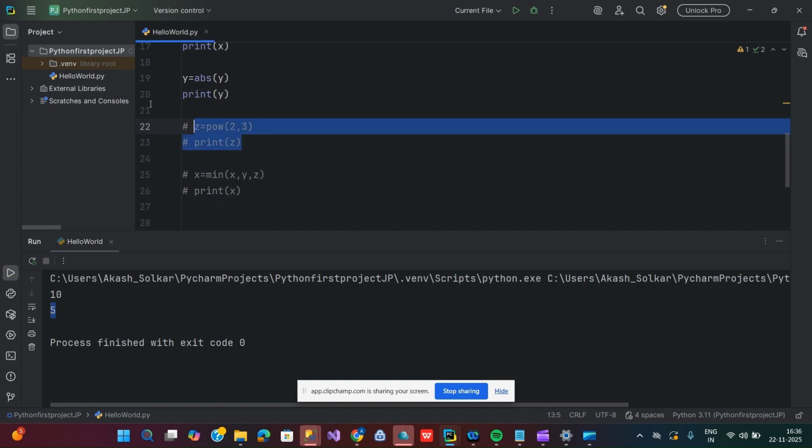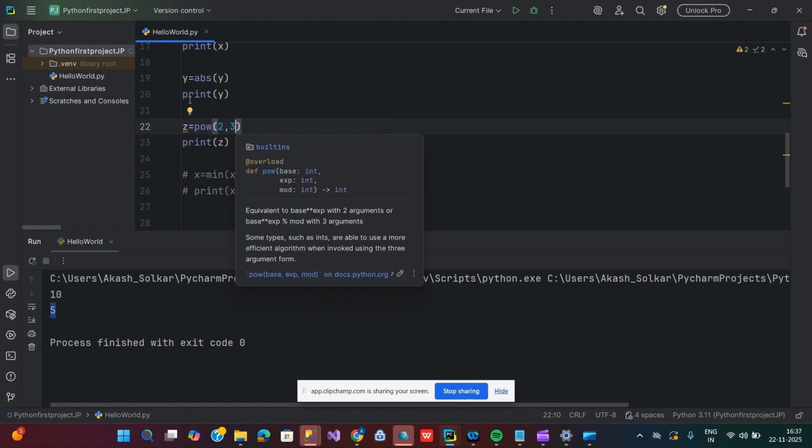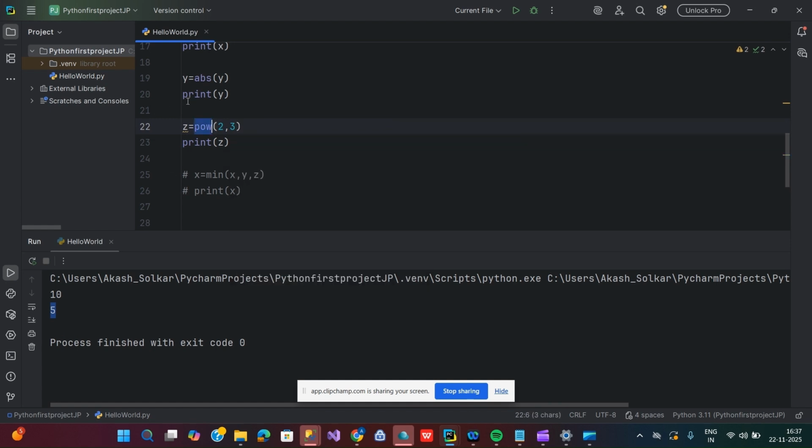Next, we are going to learn the power function. There are different functions, like the power function and the square function. You can learn them. We are taking the basic five functions here. Power: 2 raised to 3 is 2 times 2 times 2, which is 8. So we are getting 8 as the power value.